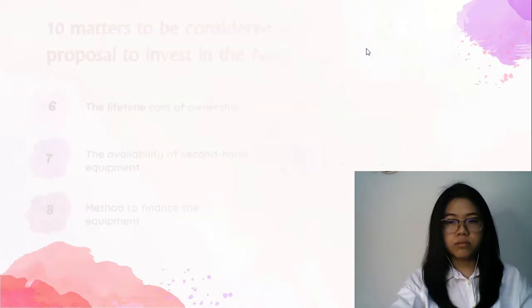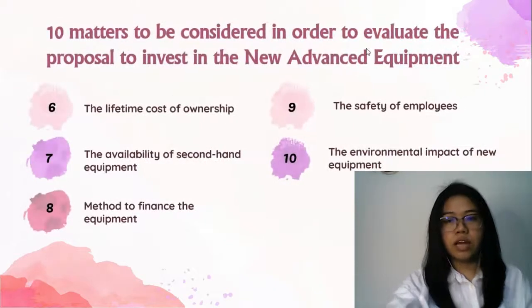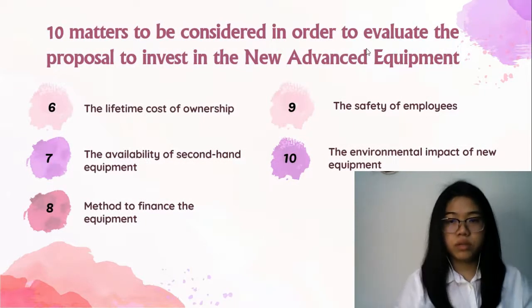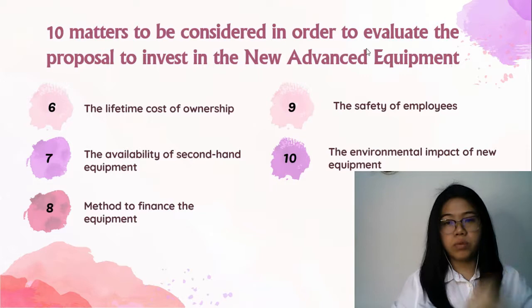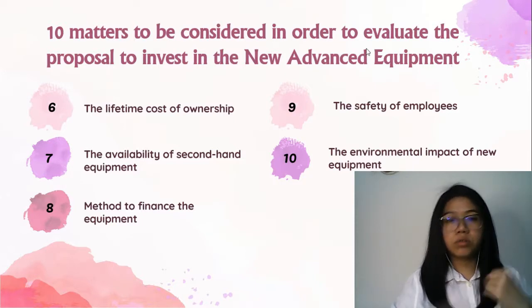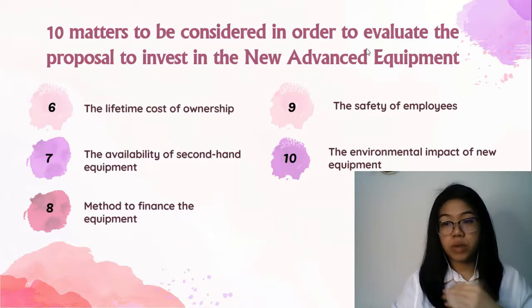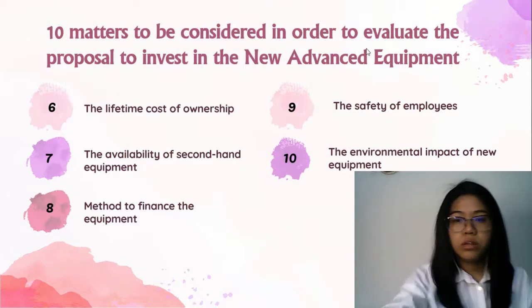Continue. The company needs to evaluate the lifetime cost of ownership. After paying for the equipment, there are other expenses such as the installation costs, the taxes, the training costs, and possible repair costs, which might become a heavy burden for the company. Therefore, the company can consider looking for second-hand equipment, which the price is much cheaper than the new equipment.